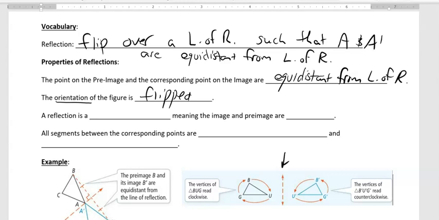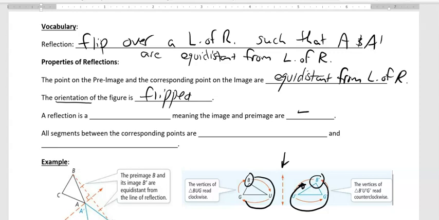Here is an example of that. If you look and you go clockwise, it goes B, U, G. So B, U, G, bug. And then after the transformation has happened, you go clockwise and start from B and it goes B, G, U. You're going in the same direction, and that means the orientation has switched. Any questions on that?